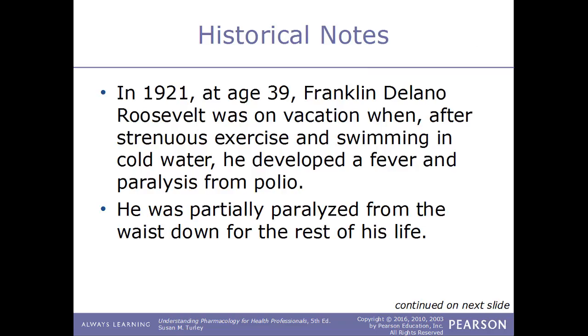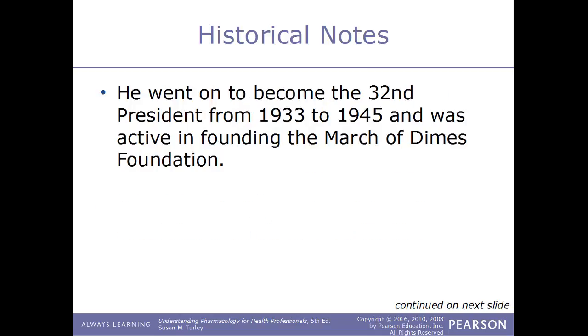A historical note about polio. In 1921, at the age of 39, Franklin Roosevelt was on vacation when, after strenuous exercise and swimming in cold water, he developed a fever and paralysis from polio. And he was partially paralyzed from the waist down for the rest of his life. And of course, he went on to become the 32nd President of the United States from 1933 until his death in 1945, and was active in founding the March of Dimes Foundation.